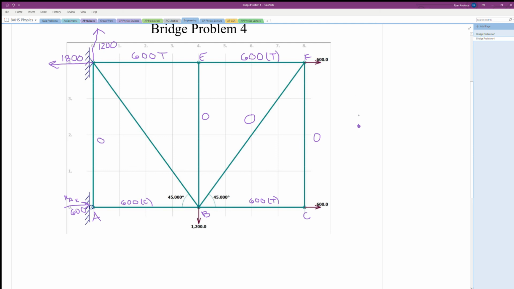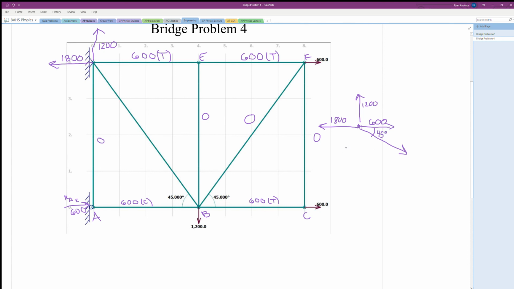We've got 1200 going upward, and we've got 1800 going leftward. These are known forces. We've got a 600 tension right here. Look at that in parentheses. This is a 600 tension, which means it is definitely pulling to the right with 600. All right, we've got a 0 downward, so I'm not going to bother drawing it. And we have an unknown diagonal. And because this is a 4 by 4 triangle, this diagonal is a 45-degree angle.